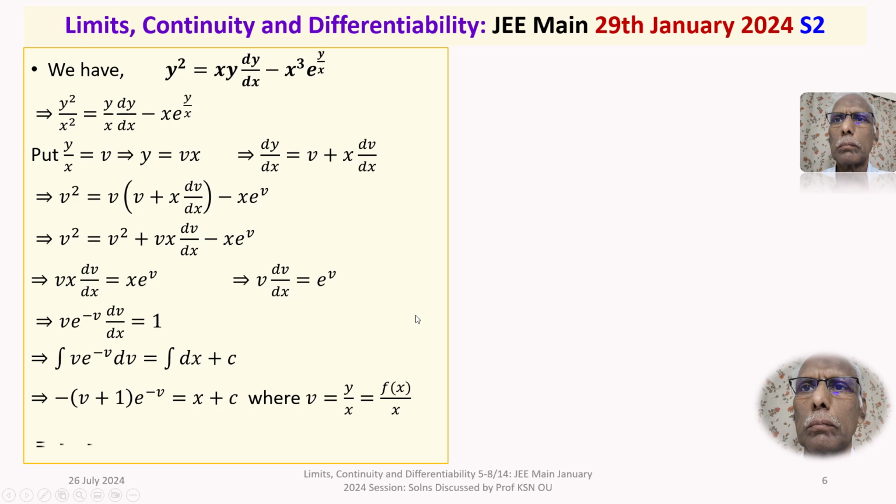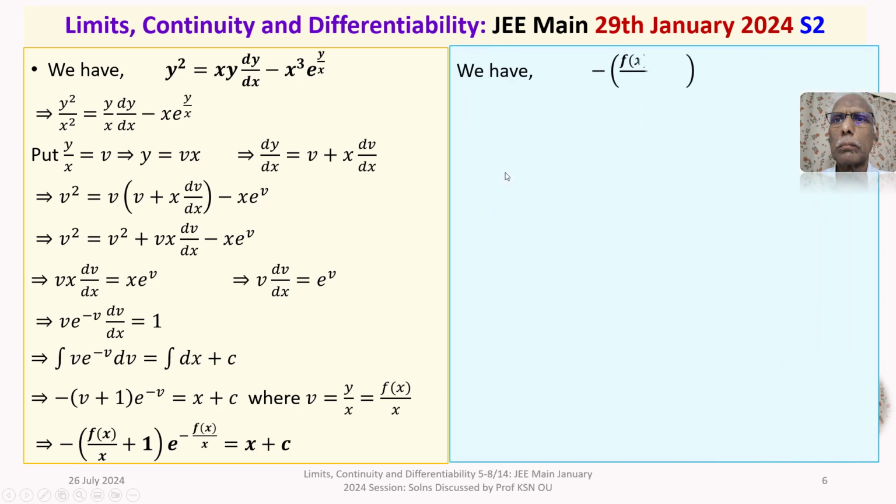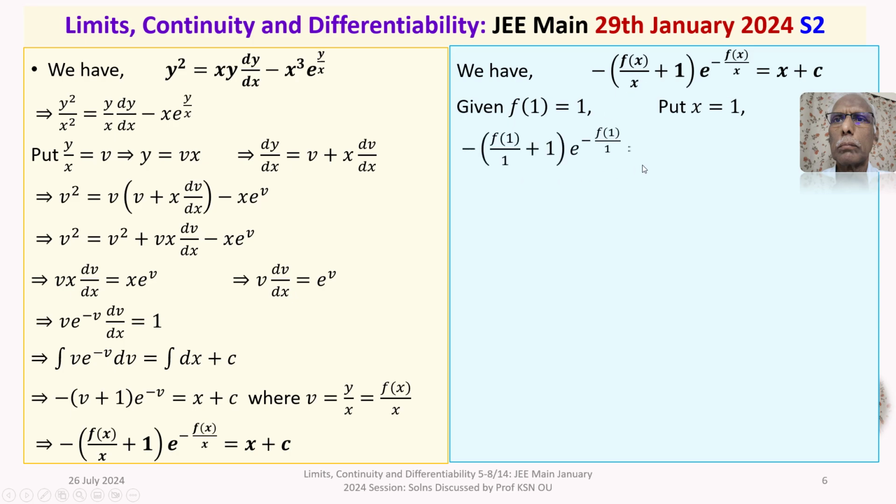Right. Now this will become minus v f of x by x plus 1 into e to the power of minus v minus f of x by x is equal to x plus c. So that is what we have. And now put given f of 1 is equal to 1. So put x is equal to 1 in this equation. Then you will get this one.